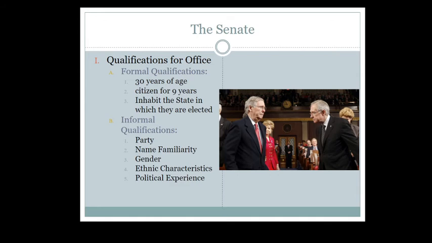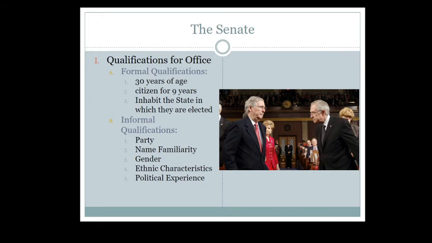There are some informal qualifications as well, like being part of a specific party, like Republican or Democrat. Name familiarity, right? Here we have Mitch McConnell and Harry Reid, two very famous members of the Senate at different times. Gender, right? For a long time, being a man, a white man specifically, was a little bit more helpful. That's changing all the time.